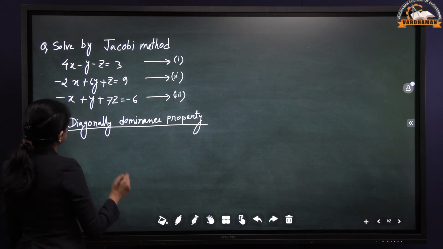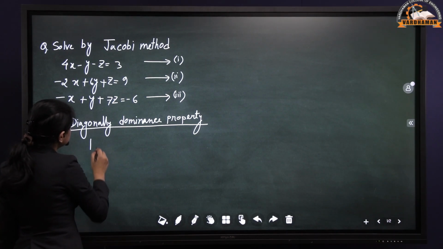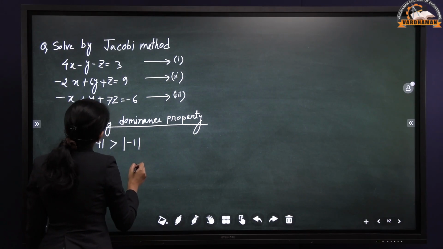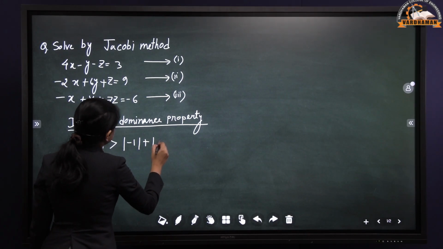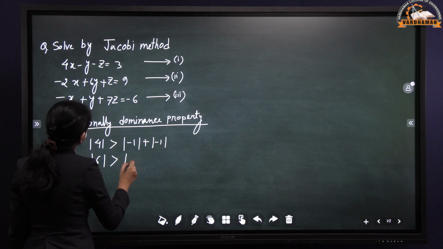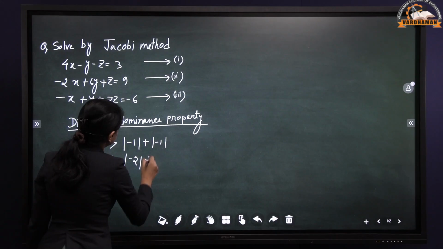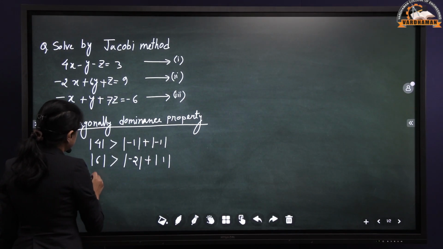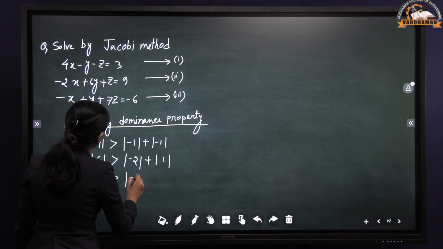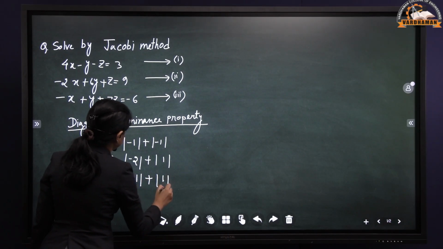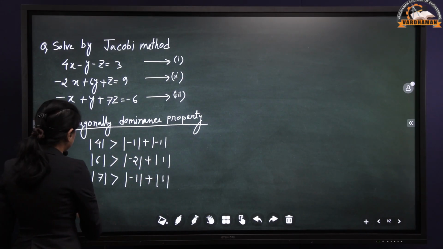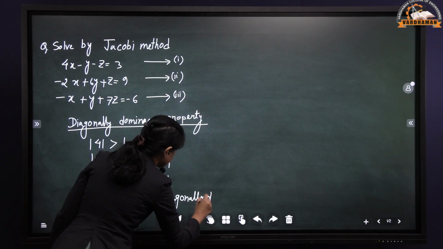So for the first equation, the coefficient of x is 4, mod of 4 is greater than mod of minus 1 coefficient of y plus mod of coefficient of z. Next is mod of coefficient of y is greater than mod of coefficient of x plus mod of coefficient of z. And third one is mod of coefficient of z is greater than mod of coefficient of x plus mod of coefficient of y. So clearly it satisfies the diagonally dominance property, therefore the system is diagonally dominant.